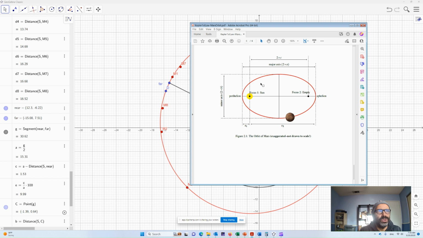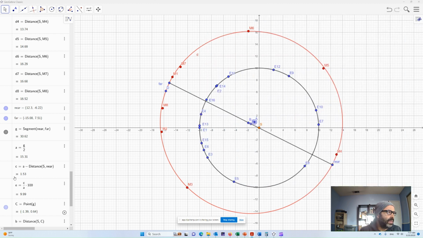So this entire distance is 2c. I need just c of that. This entire distance is 2a. I need just half of that, which is a. So a minus the distance to the perihelion gives me c. That's exactly what I'm doing in GeoGebra in here. I'm taking c equals a minus the distance between s, which is the sun, and the near point. So take this entire distance, which is lowercase a, minus this distance, that should give me the lowercase c, and that turned out to be 1.53.